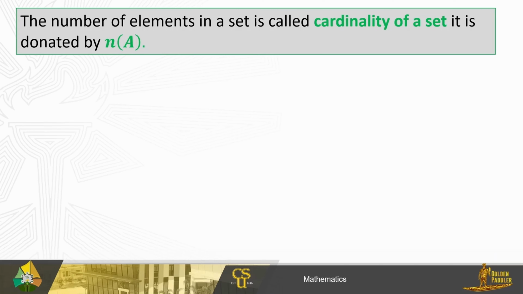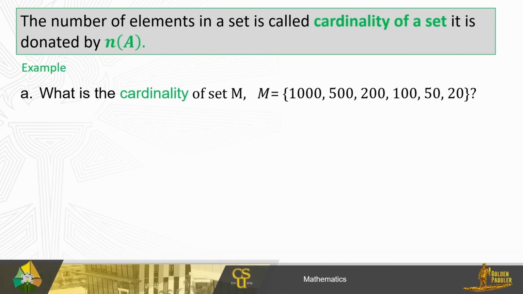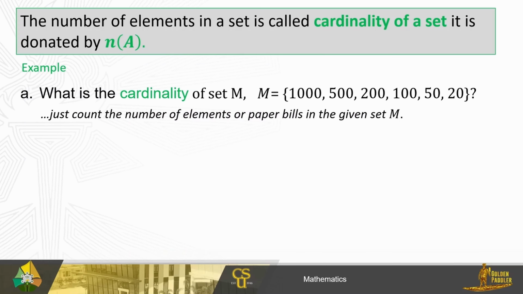Next definition, let's define the cardinality of a set. It is denoted by the symbol n(A). This means that we have to count the number of elements in a given set. For example, what is the cardinality of set M? So we write the symbol n(M) and then just count the number of elements in the set M. So we have 6 because these are 1,000, 500, 200, 150, and 20. So these are the elements of the set M. There are 6 of them.